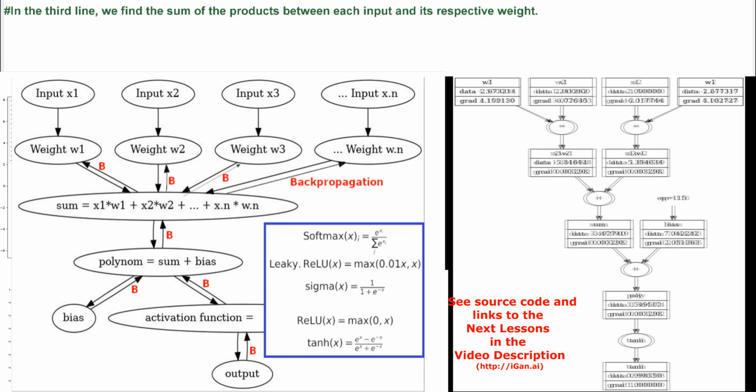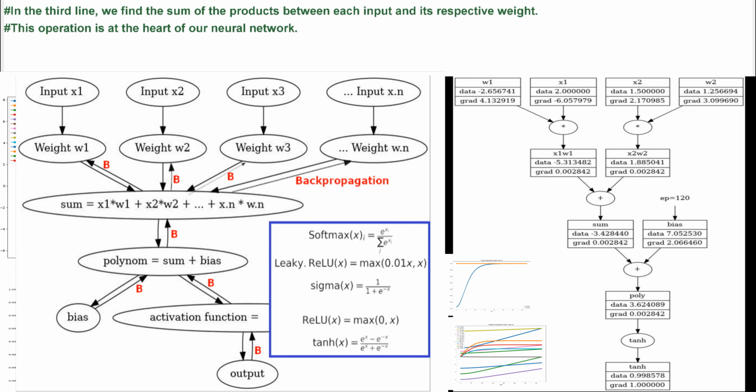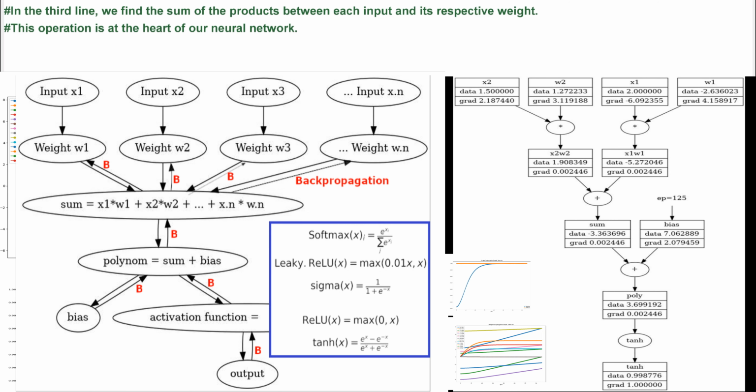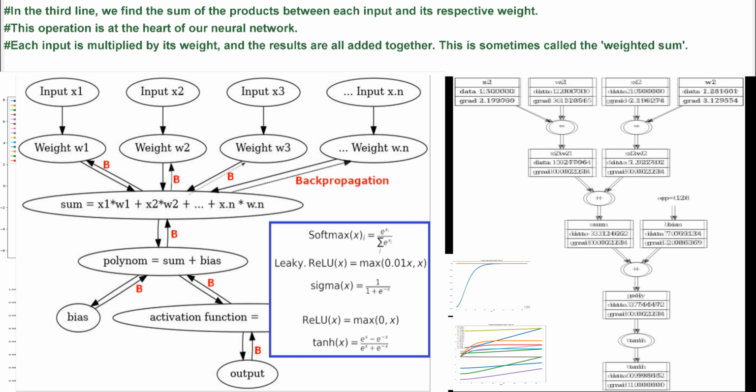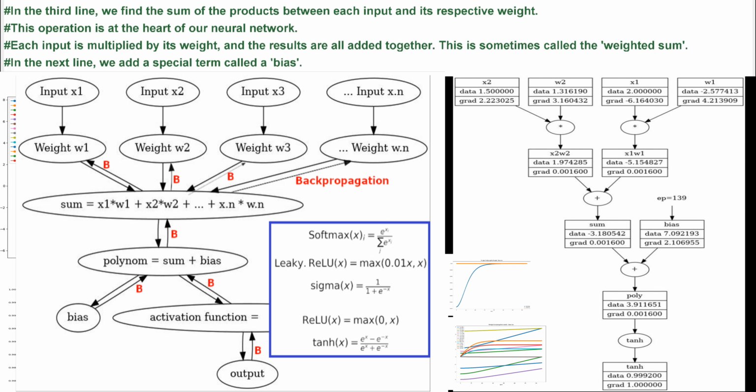In the third line, we find the sum of the products between each input and its respective weight. This operation is at the heart of our neural network. Each input is multiplied by its weight, and the results are all added together. This is sometimes called the weighted sum.